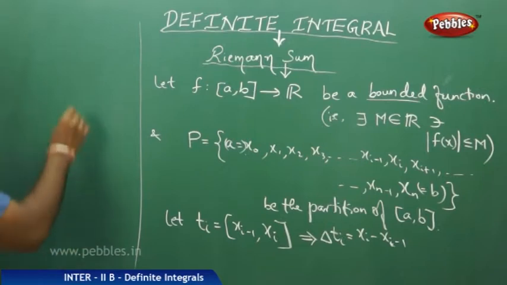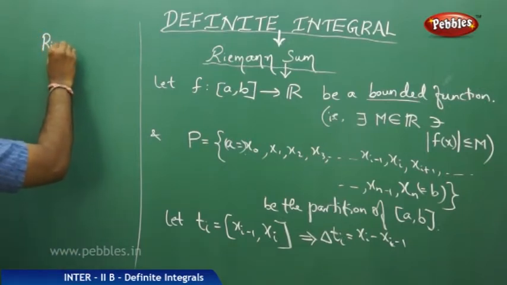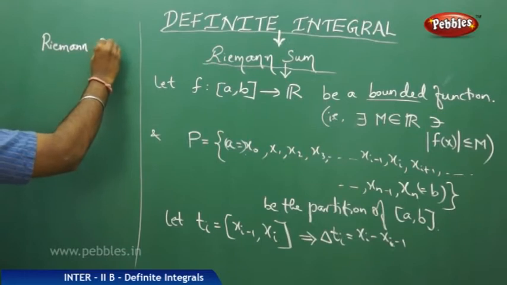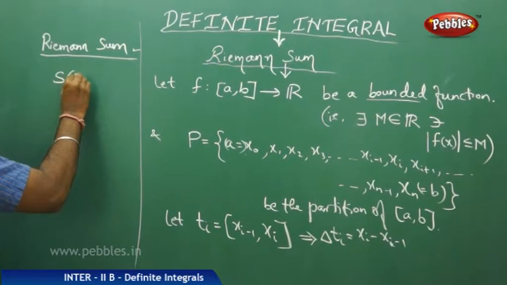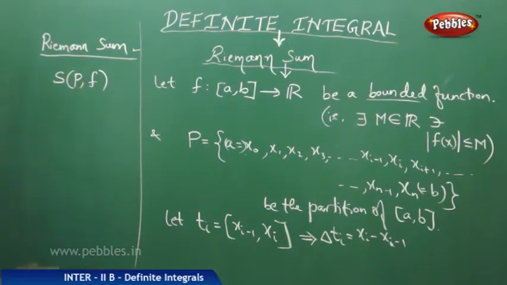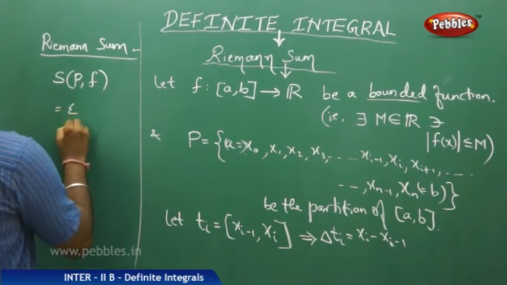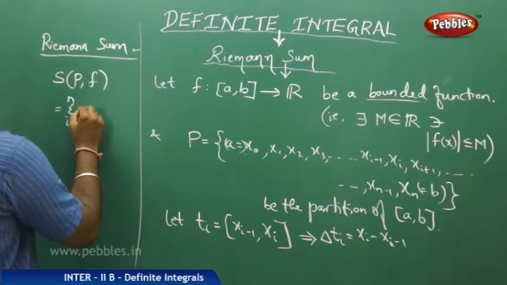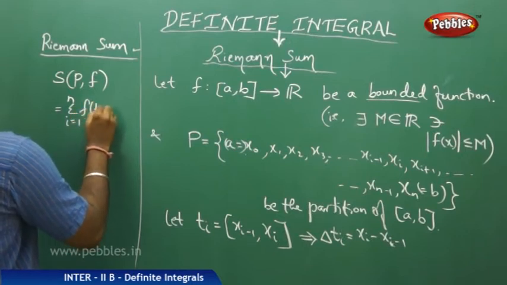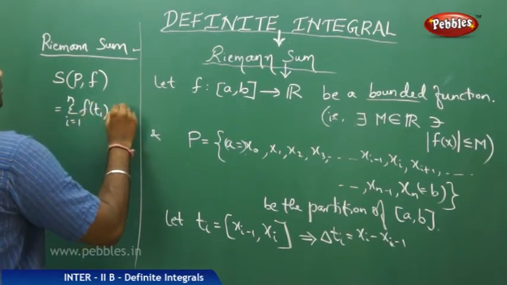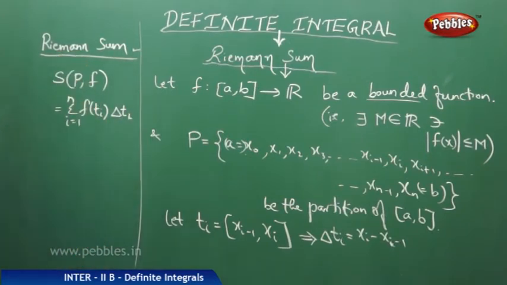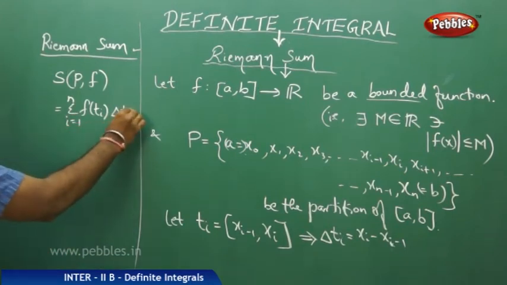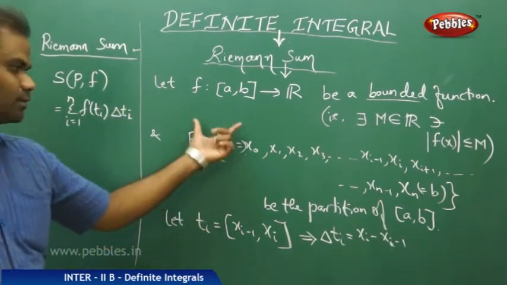Now, assuming this, we define the Riemann sum denoted by S(P, f). The Riemann sum denoted by S(P, f) is defined as the summation, i running from 1 to n, of f of Ti delta Ti. f of Ti delta Ti is what we get when we assume this.